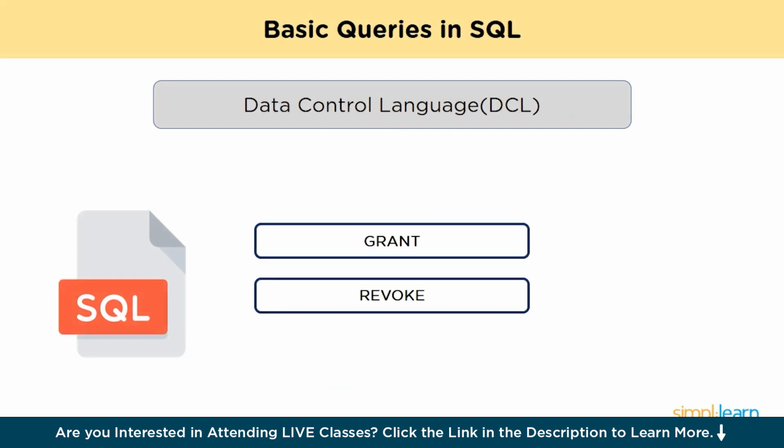DCL or data control language. It consists of the commands such as grant and revoke, which mainly deal with the rights, permissions and other controls of the database system. Grant command gives user access privileges to database. Revoke withdraws user's access privileges given by using the grant command.